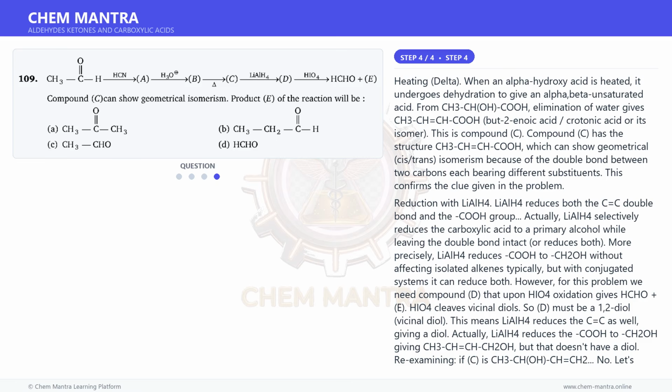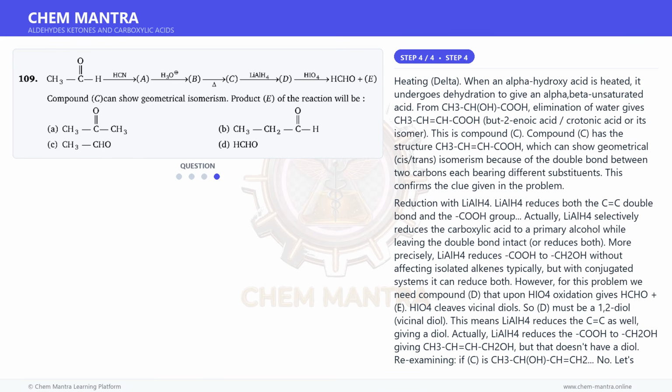Heating, delta. When an alpha-hydroxy acid is heated, it undergoes dehydration to give an alpha-beta-unsaturated acid. From CH3CH(OH)COOH, elimination of water gives CH3CH=CHCOOH, but-2-enoic acid, crotonic acid or its isomer. This is compound C.